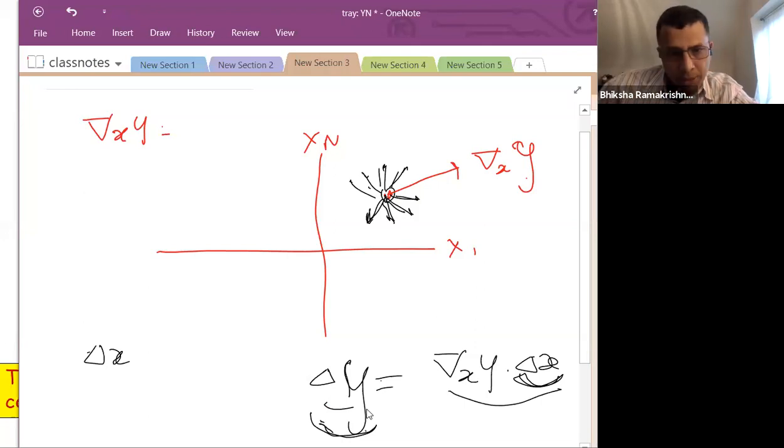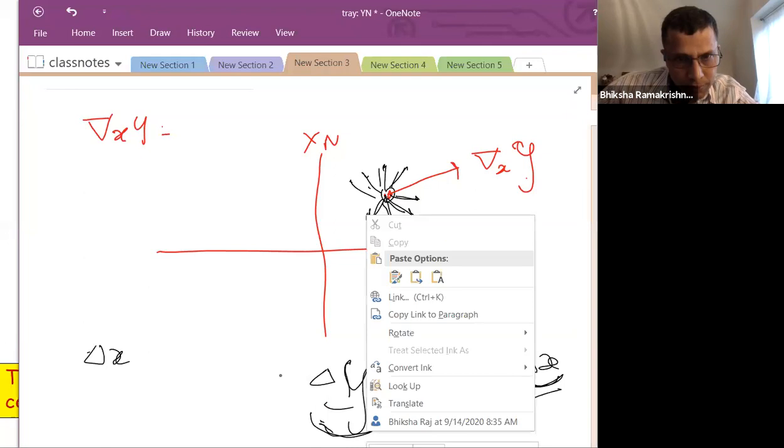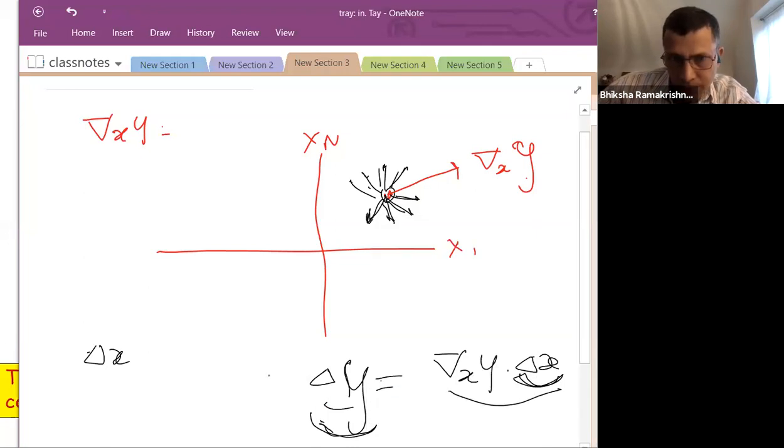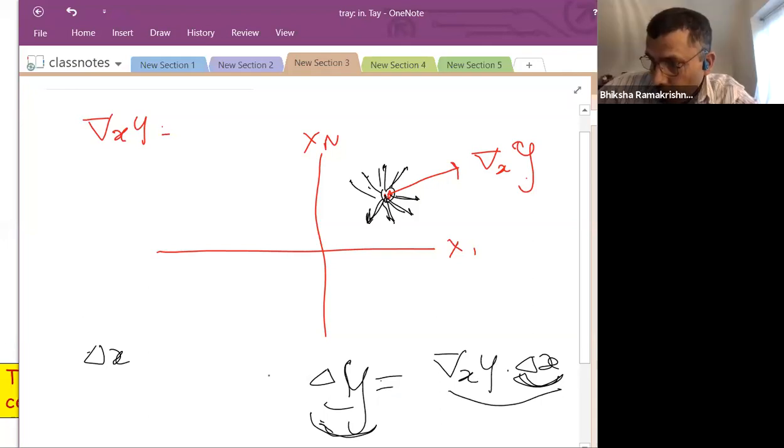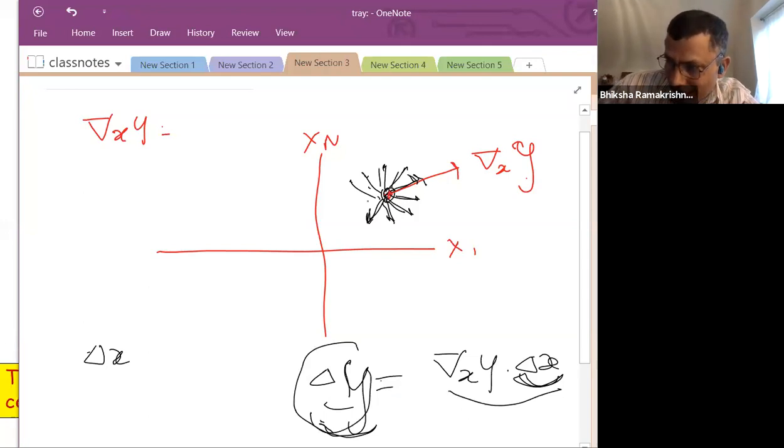When will it be maximum? When they align, right? So when delta x is exactly in the direction of the gradient, that's when the function increases fastest. When delta x is exactly opposite to the direction of the gradient, that's when the function decreases fastest.